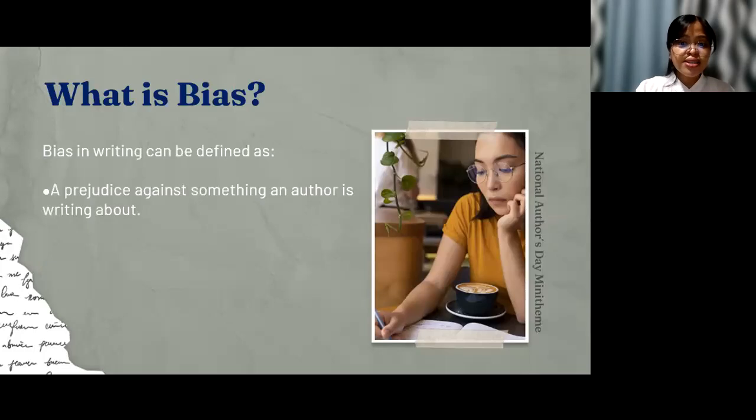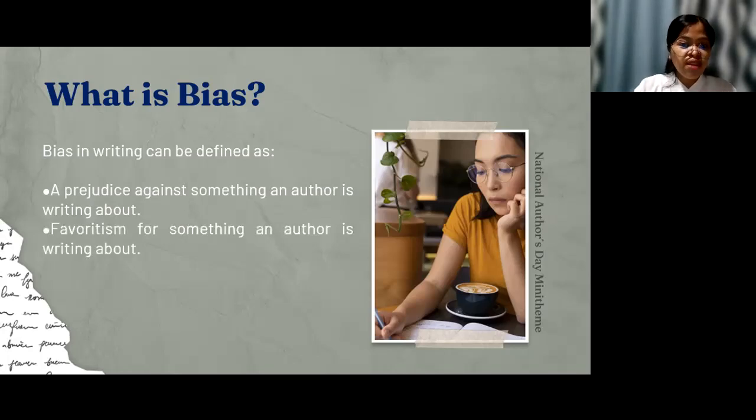So basically, now let us discuss what is bias. Bias in writing can be defined as a prejudice against something an author is writing about. So we have here the word prejudice. This has something to do with your assumption about a topic. Okay, so this is already in your mind before something happened, or this is your assumption about someone, or your opinion about something like that.